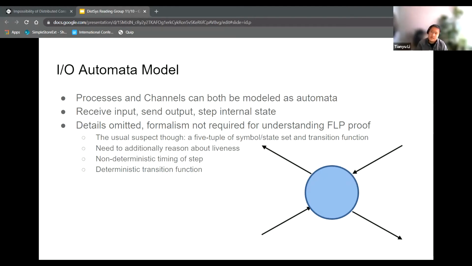The proof itself can be written without any of this formalism, but the usual suspects apply in this model. You can have automata defined as a 5-tuple of some symbols, some state set, and some transition function. The transition function has to be deterministic, but the timing of the stepping doesn't necessarily have to be.